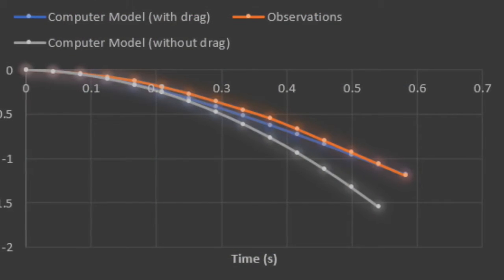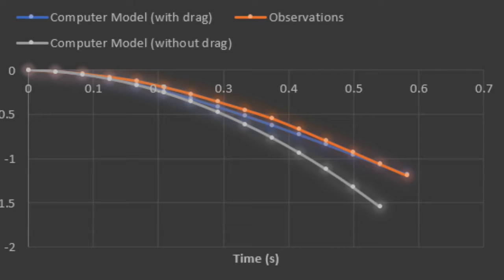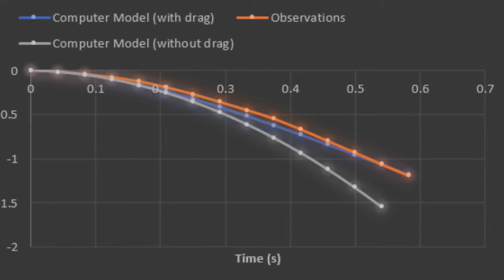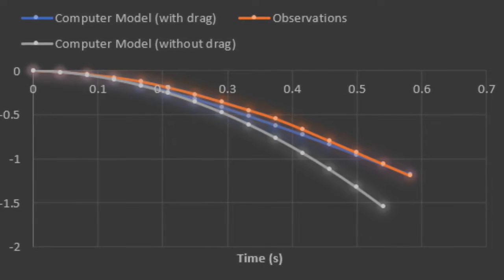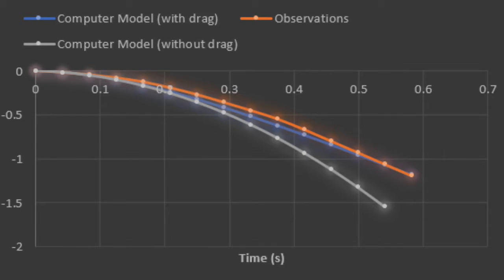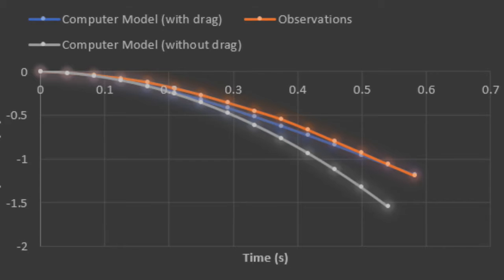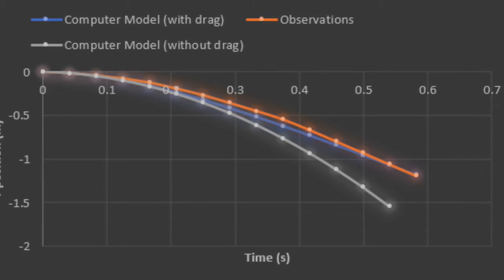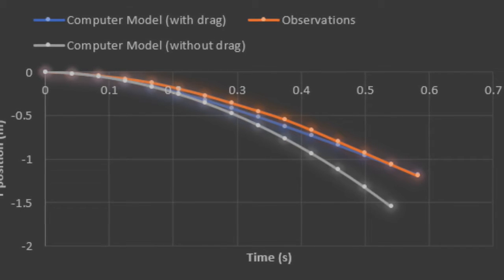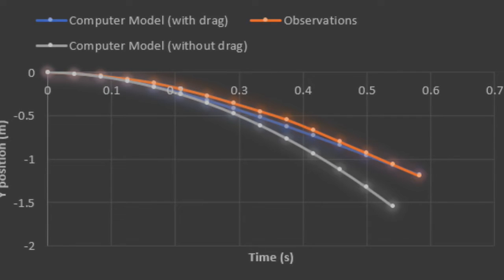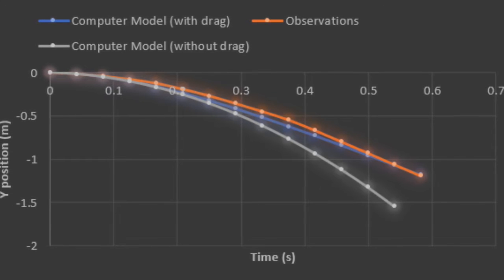Using the model with just gravity, it is not the same. The gravity is the gray one, and my observations are the orange one. The reason the gray one goes down so much faster is because something is slowing down my observations. And that something is drag.